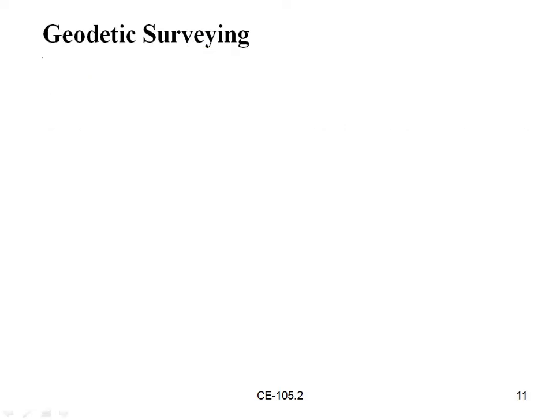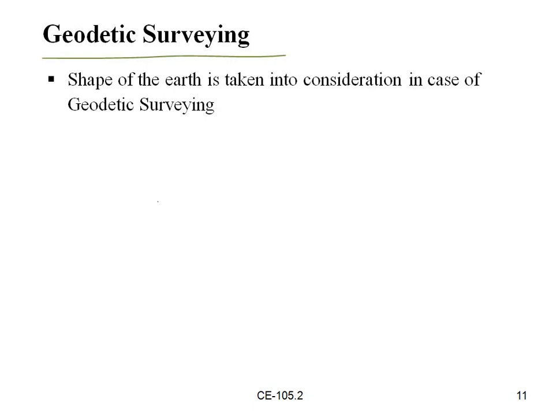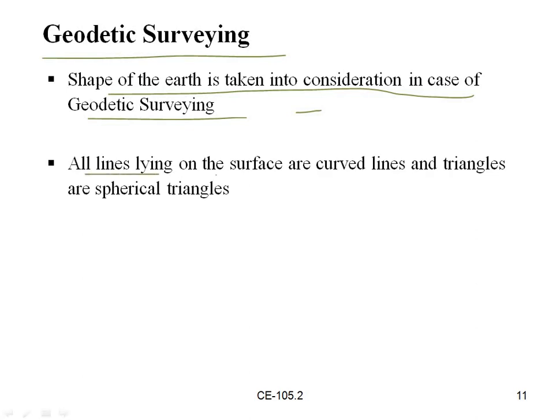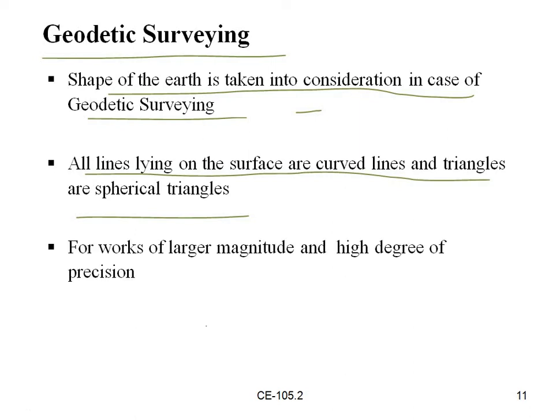So let us see geodetic surveying. What is geodetic surveying? The shape of the earth is taken into consideration in the case of geodetic surveying. All lines lying on the surface are curved lines and triangles are spherical triangles. So for works of larger magnitude, a high degree of precision is required.